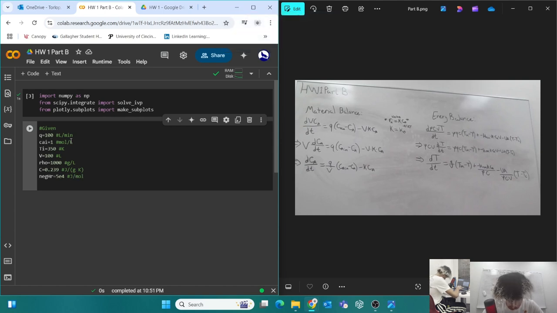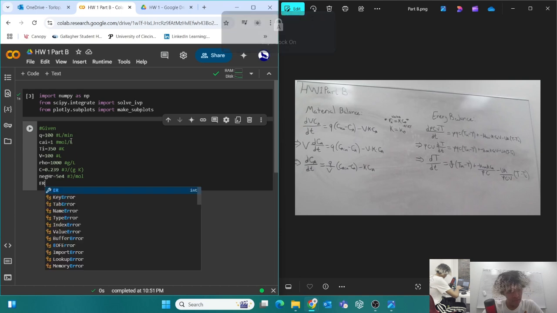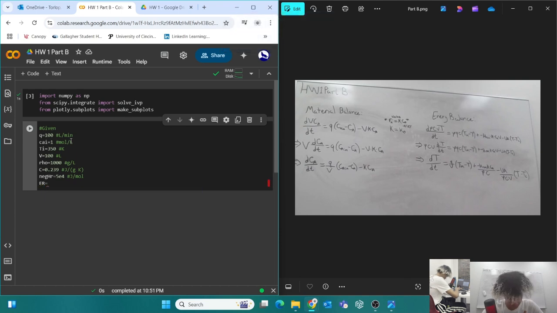And then we have ER, which is used to find K. In this case, they already did E divided by R for us, which is this 8,750 Kelvin. So when we do K, we're just going to do K equals K naught times the exponential, to the exponent of negative ER divided by T.